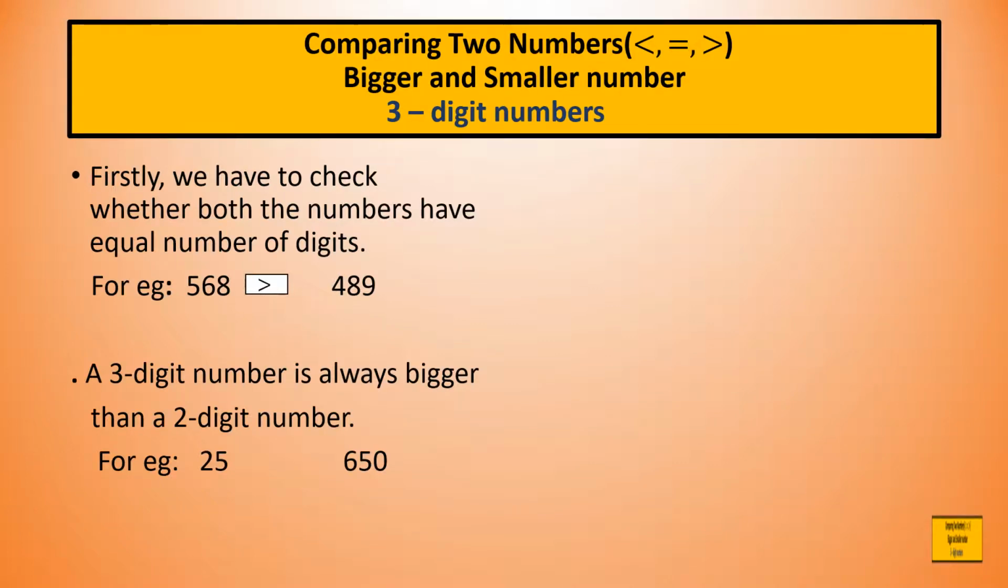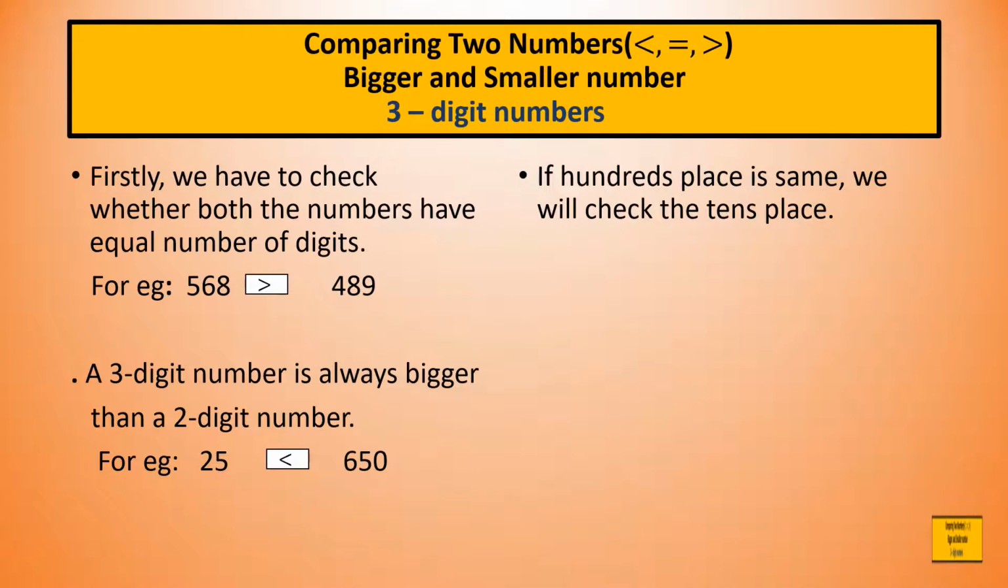So a 3-digit number is always bigger than a 2-digit number. So here 650 is greater than 25. The third rule says that if the hundreds place number is the same, we will have to check the tens place number. That is, in the example, 703 is a 3-digit number, whereas 745 is also a 3-digit number.